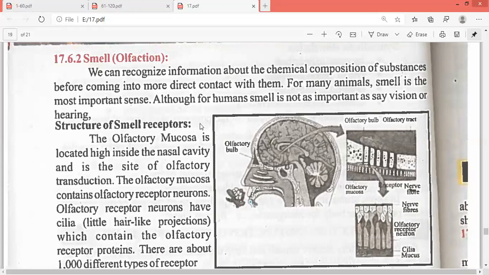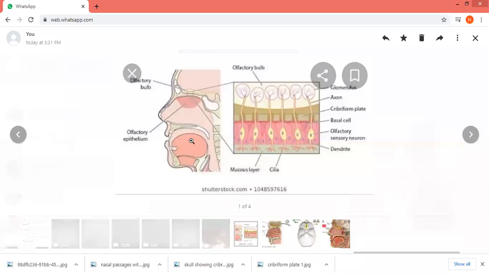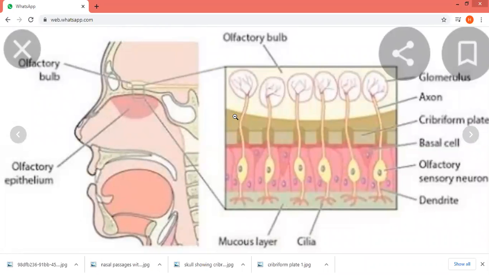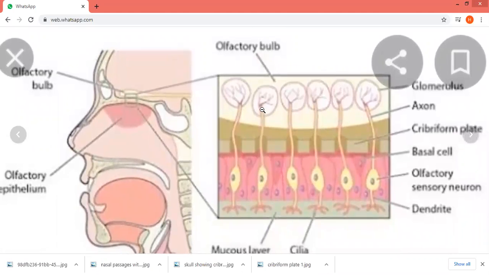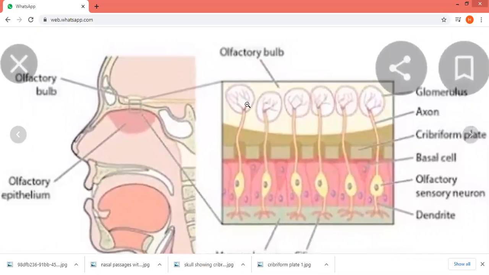Let me share a screen with you. Here you can see the olfactory bulb. I hope it's clear. Olfactory bulb, and these are the type of sensory neurons. These are the exceptions of the sensory neurons that are present in the nasal cavity.